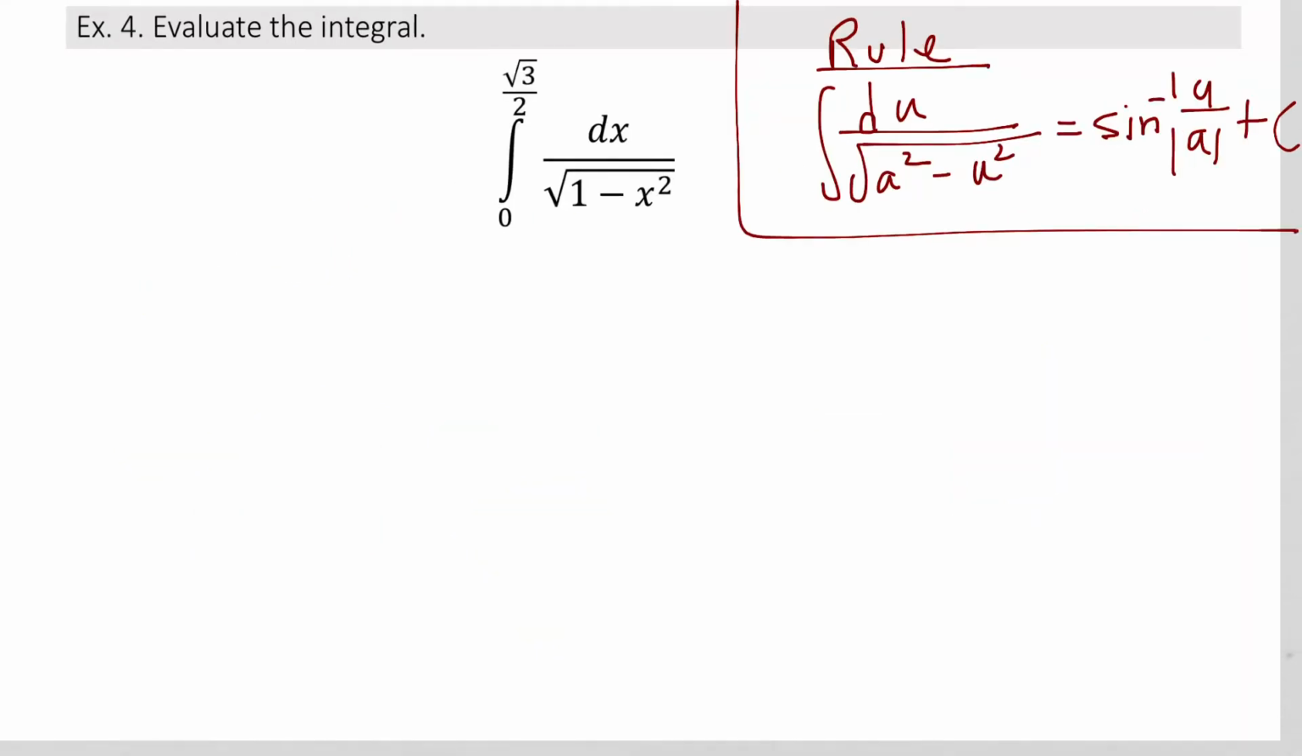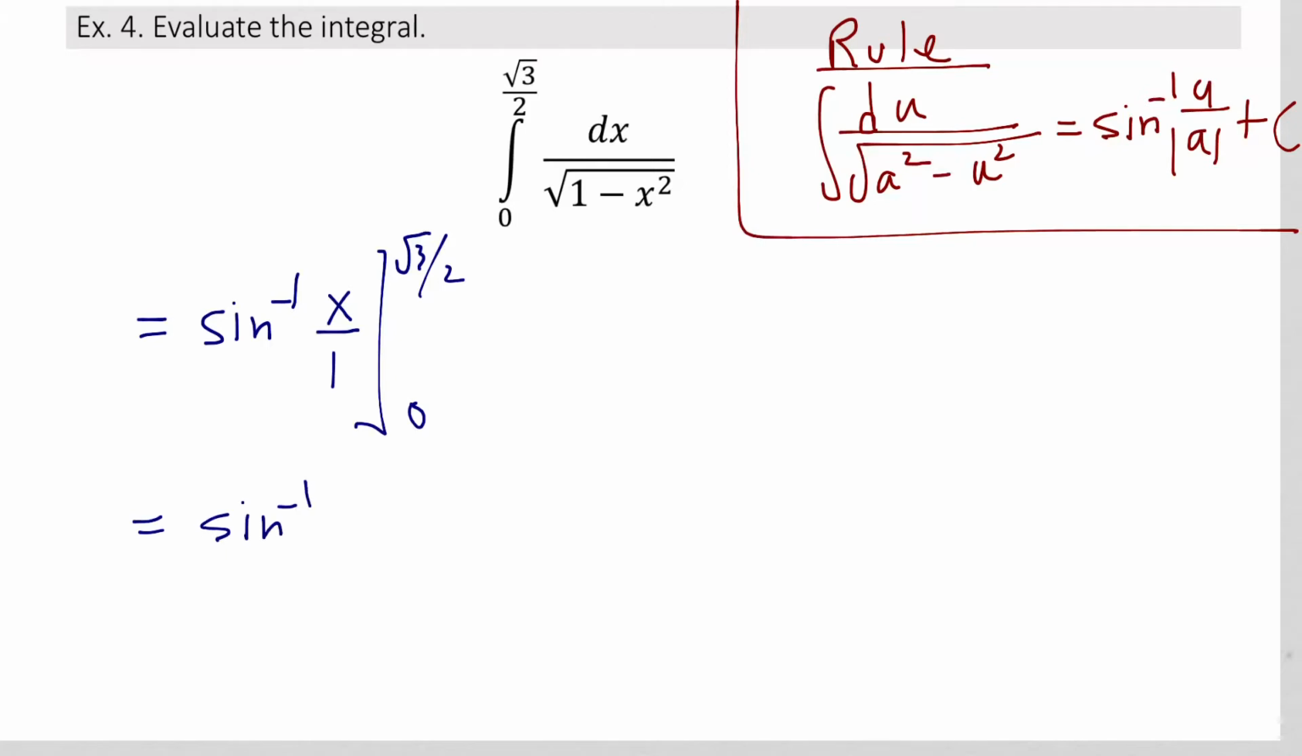So let's do another one like that for practice. So I'm going to notice that I've got the same setup here. So a would be 1 again, u would be x, so I can go directly to my inverse sine result. So I say that the integral equals the inverse sine of x over 1, a is 1, evaluated between 0 and radical 3 over 2. So that's the inverse sine of radical 3 over 2 minus the inverse sine of 0.